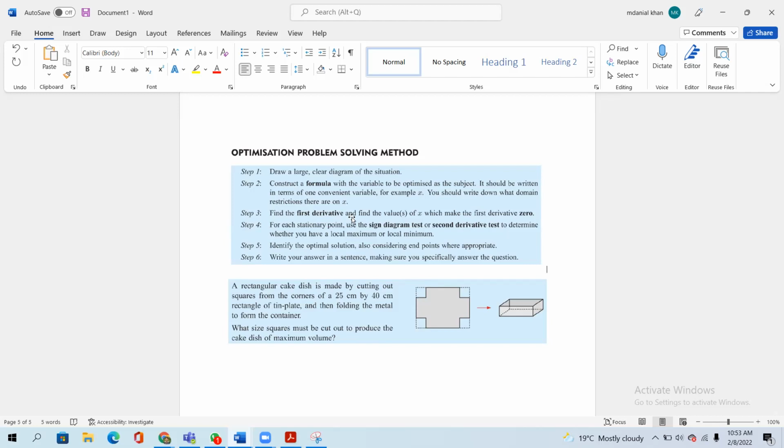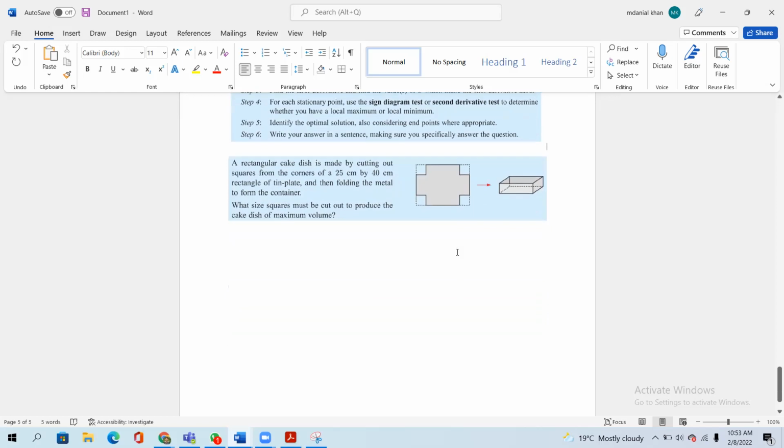In the fourth step, for each stationary point, you will be using the sign diagram or the second derivative test. The sign diagram test is the first derivative test, that's an alternate name. We did that in our classes as well. The second derivative test we'll be doing once we finish the first derivative test. That's part of the HL curriculum, so I'll be taking you through the second derivative test as well. But in the first phase, I'll complete this utilizing the sign diagram or the first derivative test. Based on the points you get, you can see whether it's a local maximum or a local minimum, and then you identify the optimal solution where it is appropriate.